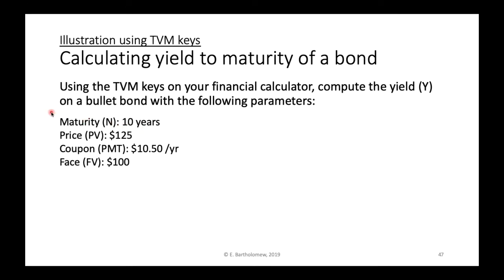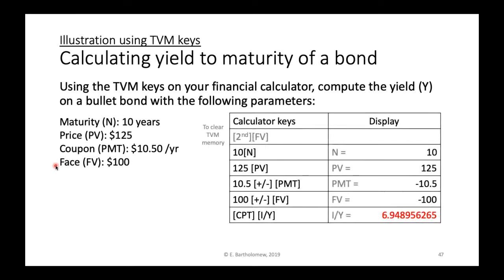So this is really the same procedure, but instead of putting in the yield, we're going to put in the price. So let's say the price is 125, the maturity is 10, the coupon's 10.5, and the face value is 100. So clear memory, and we input each of these again. The thing that'll be different, of course, is PV equals 125. And we won't put in anything for the I/Y key, we'll compute that. So we'll do that last.